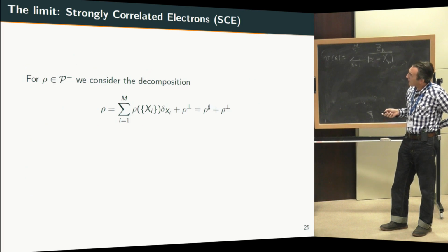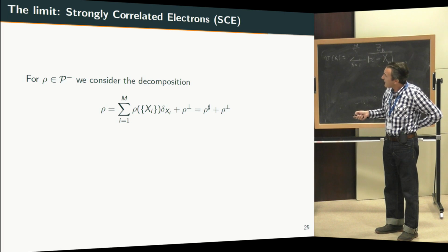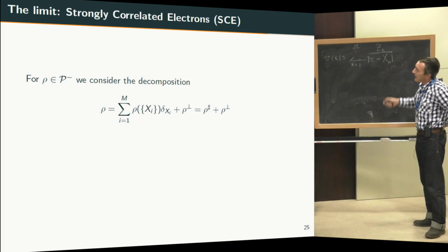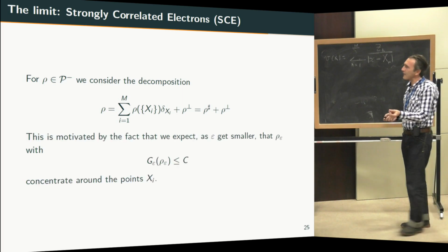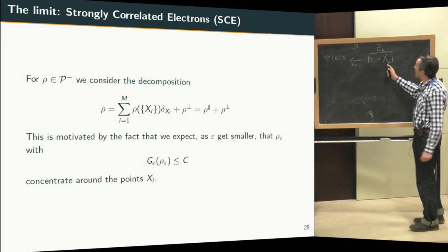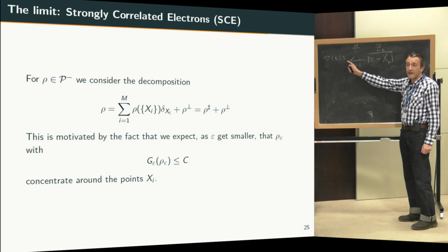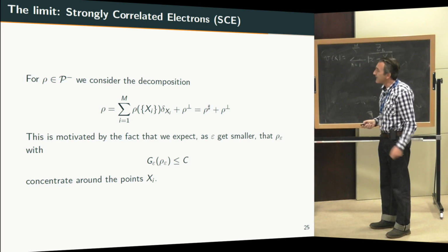So we decompose the measure in this way. We consider the concentration of rho in the nuclei and the rest. Why do we do this? Because we expect that when epsilon gets smaller and the measure can concentrate, it will concentrate around this point because there is a minus in front of the term. So the electrons want to go to the nuclei.